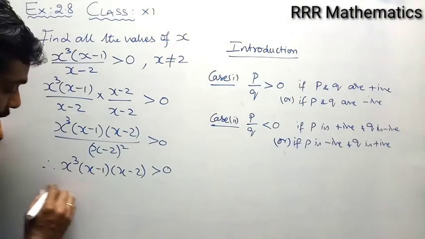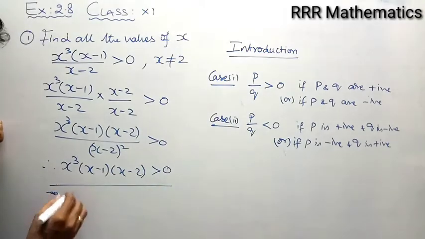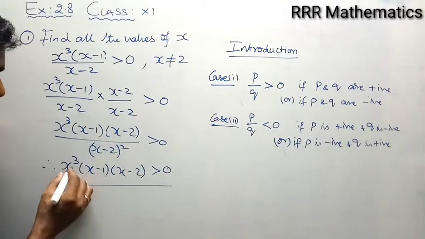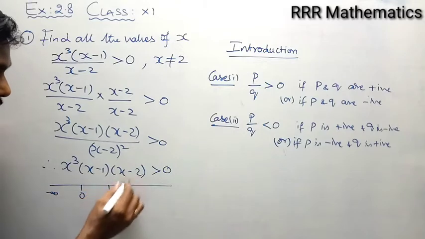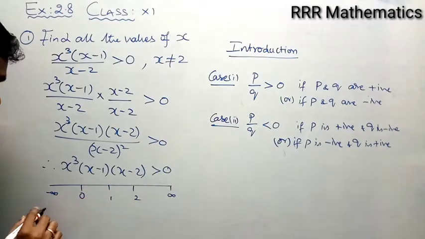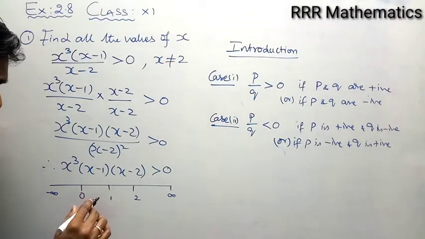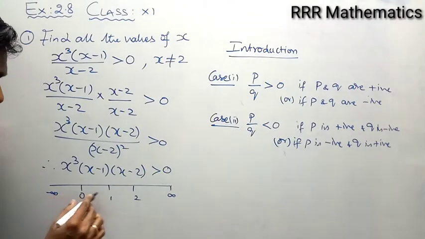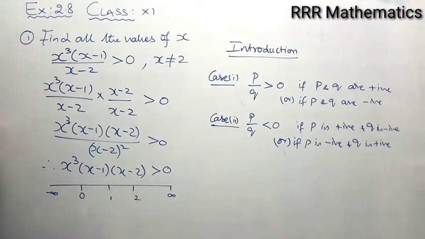Now what will the intervals be? This will be minus infinity for the overall real numbers. It gives 0, it gives 1, it gives 2, and it will be infinity. So in this case the intervals are minus infinity to 0, 0 to 1, 1 to 2, 2 to infinity. Got it?